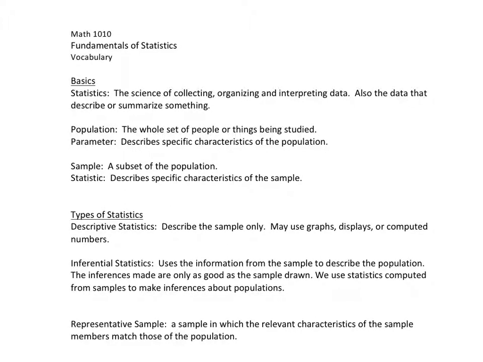This unit deals with what I like to call baby statistics. The first thing we have to do before we can get into the actual doing of any statistics is vocabulary. So you have a vocabulary sheet, and then you have a vocabulary practice.